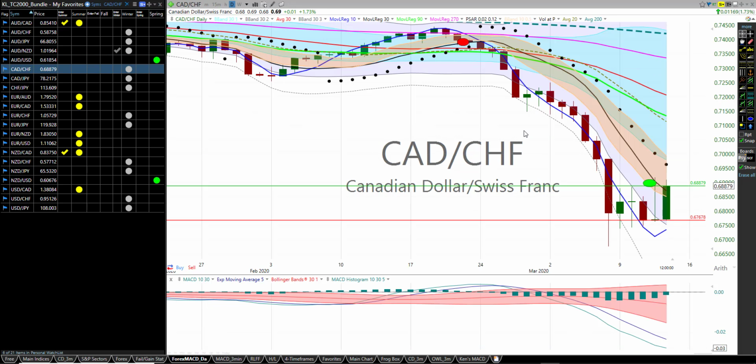Canadian dollar, Swiss franc. We went ahead and entered this trade on the buy side. What we have here in the candlestick formation is what they call a shooting star and a long green candle up, both north of the RL10, and this is what they would call a tweezer. And so this is a bullish formation, and we're going to see what happens on Sunday.